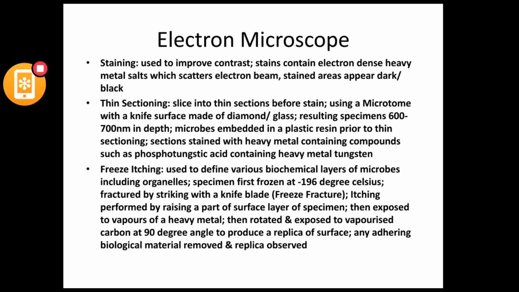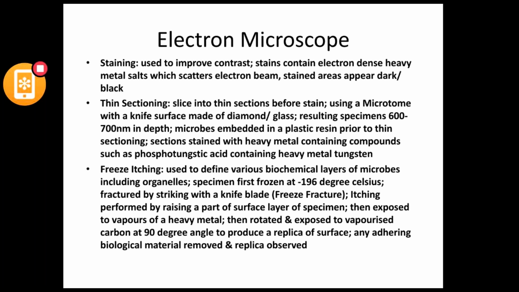In thin sectioning, what are we doing? After performing all those things, we go for thin sectioning. Here, the specimen is sliced into thin sections before staining. How are we slicing it? It is using a microtome. A microtome is a sophisticated piece of equipment used for thin sectioning, with a knife surface made of diamond or glass. The resulting specimens are 600 to 700 nanometers in depth. So we are making very thin sections.